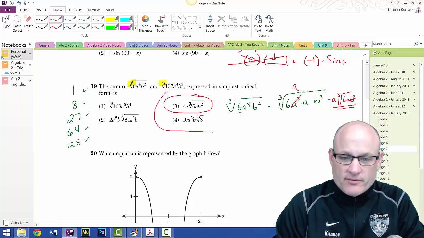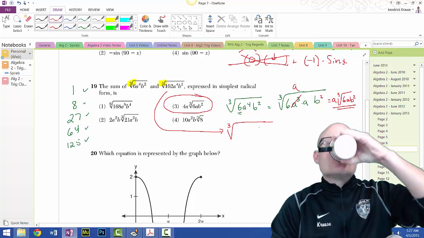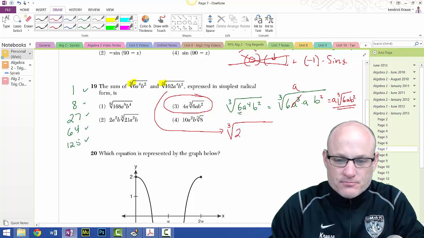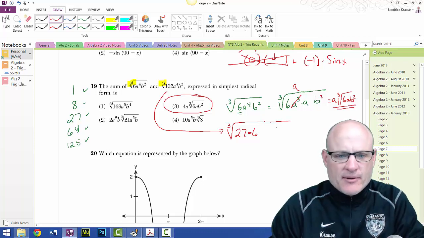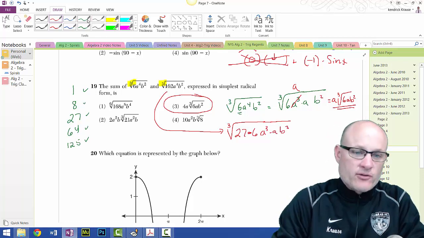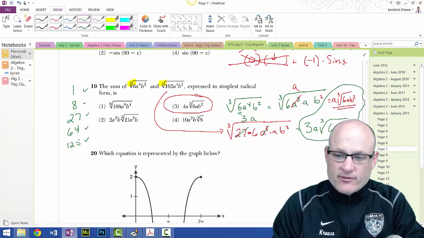Let's just make sure I'm right. So the cube root of 3. Now, you may not know it, but 162, 27 goes into it. And guess how many times? Oh, yeah, 6. 27 times 6. I'm going to rewrite the other things as A cubed times A and B squared. This is 3, and this is A. So this whole thing becomes 3A cube roots of 6AB squared. And if I combine those, since they are exactly the same, I get 4A cube roots of 6AB squared. That's why that's the answer.